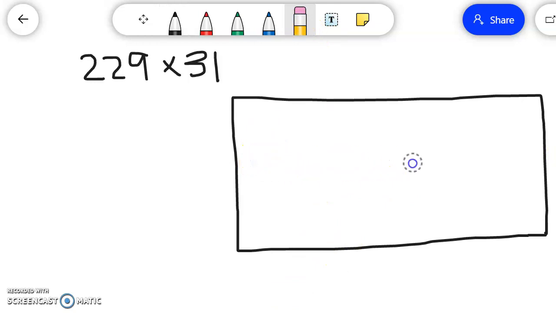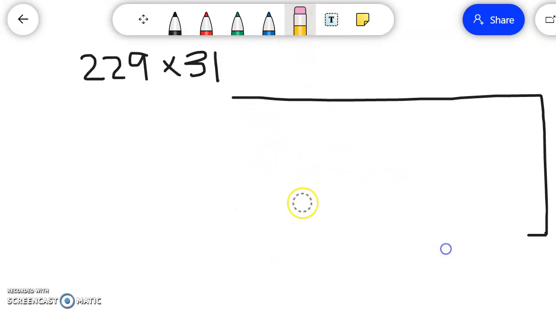And let me erase that. I want to make it a little bit bigger. So let's erase right there. And let's come down some.